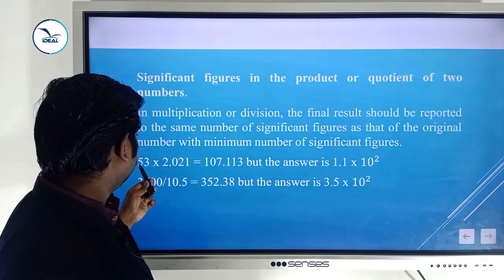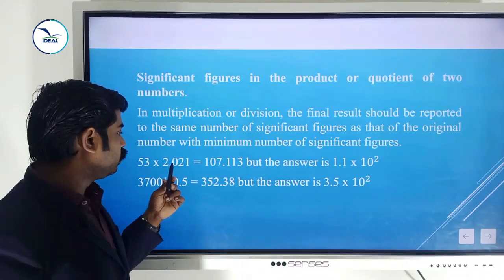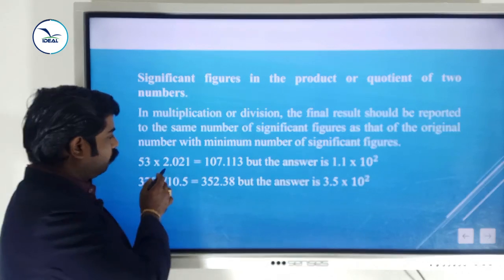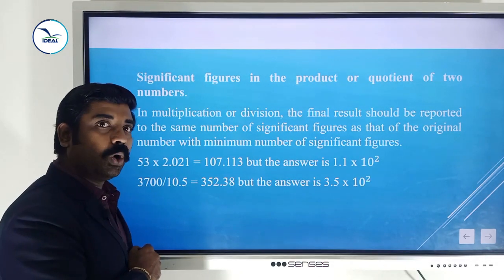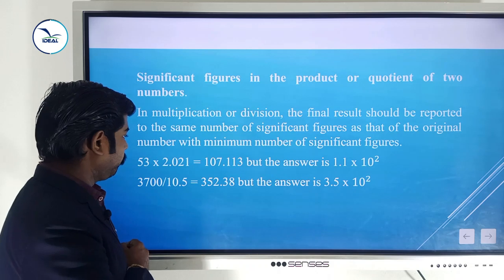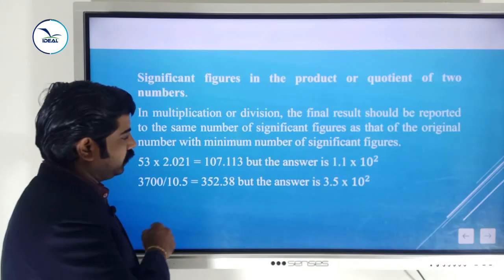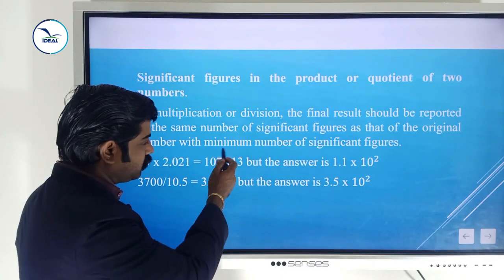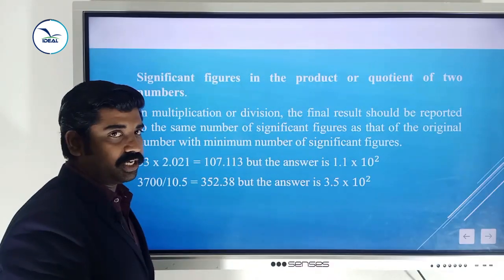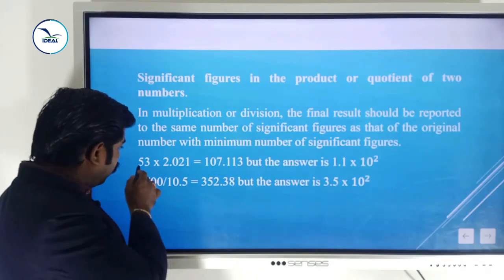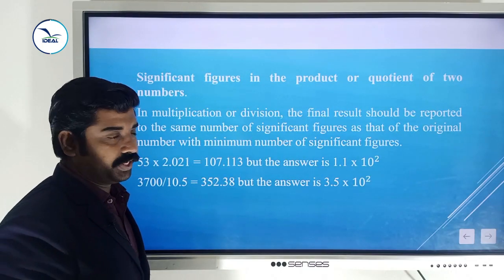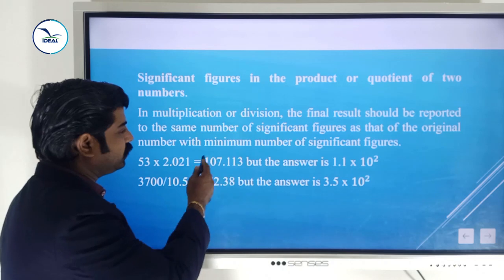Okay, for example, 53.2021: 53 has two significant figures. 2.021 has four significant figures. So the actual result is 107.113, which consists of 6 significant figures. But here the least one is 53, so there are only 2 significant figures. So I want to round this.